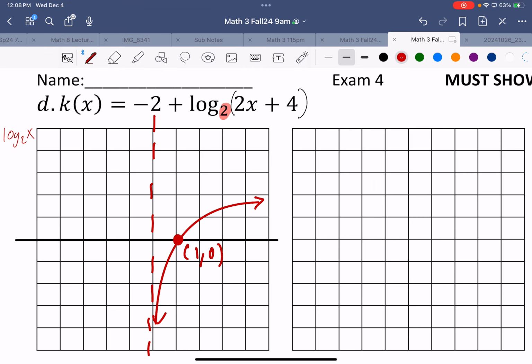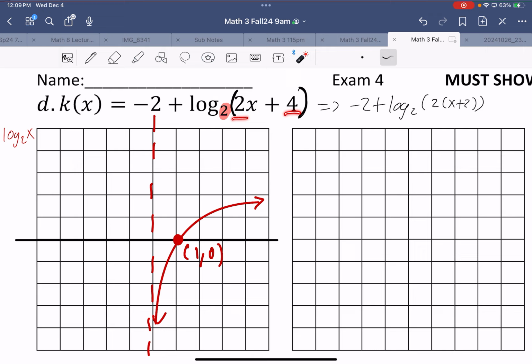Now, same thing as the previous one, right? If you want to do it at the beginning, you can, which is log base 2 of, I want to factor that 2. In this one, it's nice because I know 4 has a factor of 2. I can take it out because that tells me that the graph is going to move to the left by 2, not by 4.